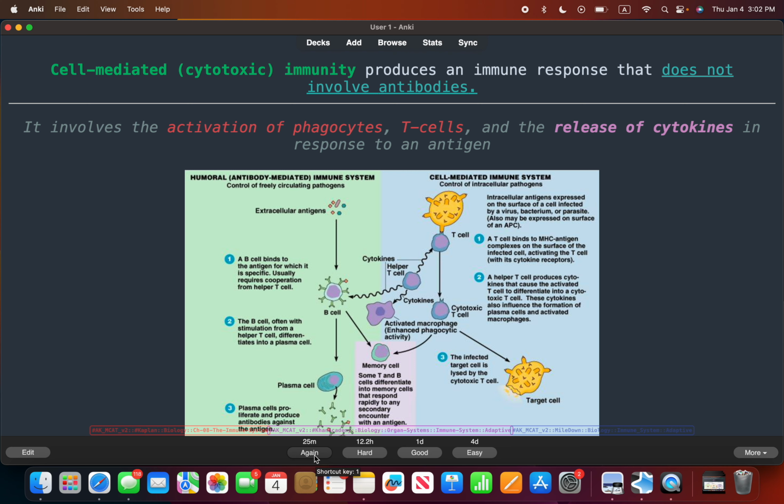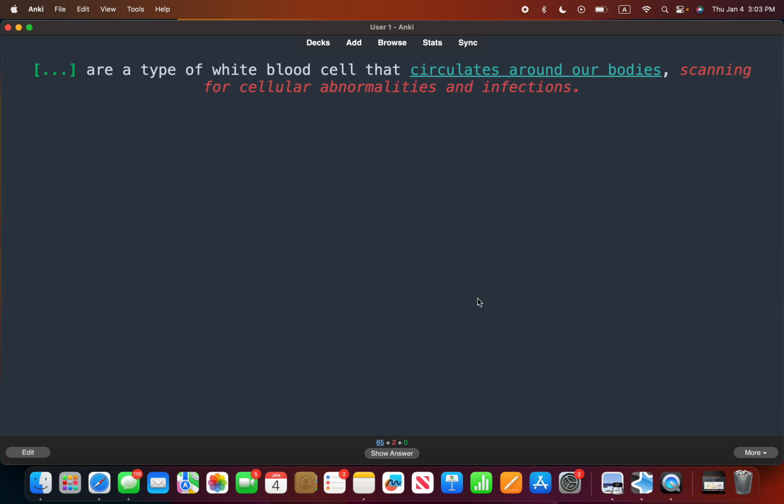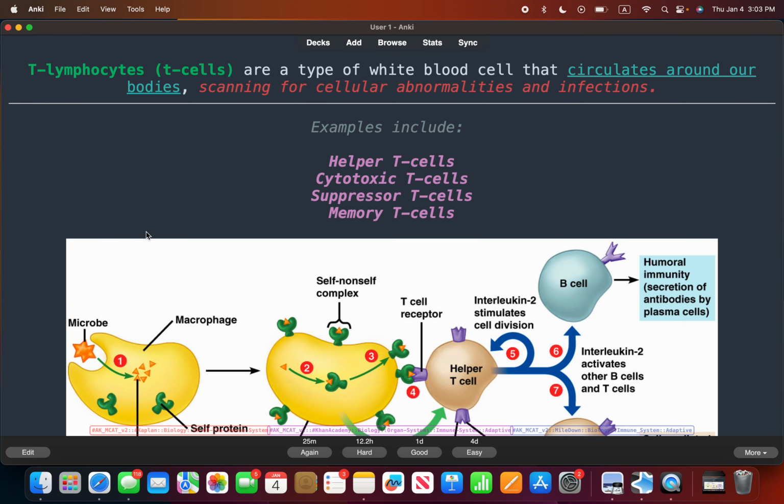We didn't get this, so we can repeat that. What are a type of white blood cell that circulates around our bodies, scanning for cellular abnormalities and infections? This one, I'm not sure. It might be the mast cells. No, it's T cells.